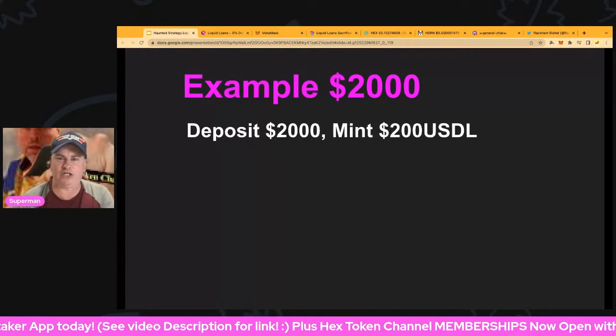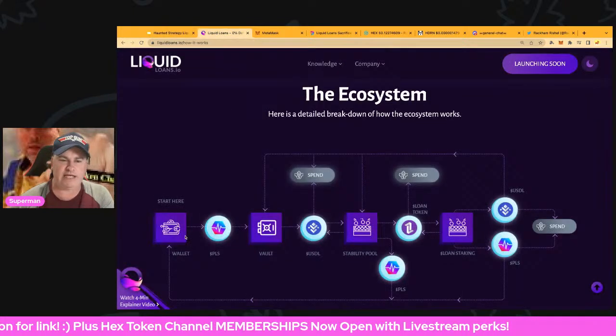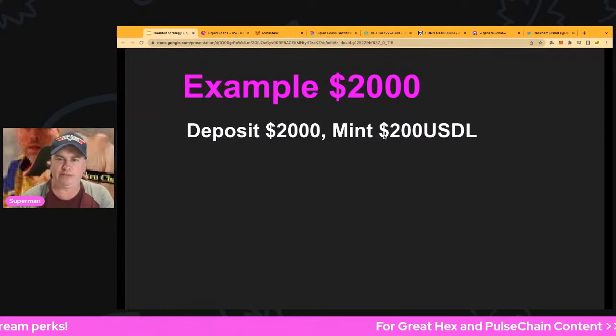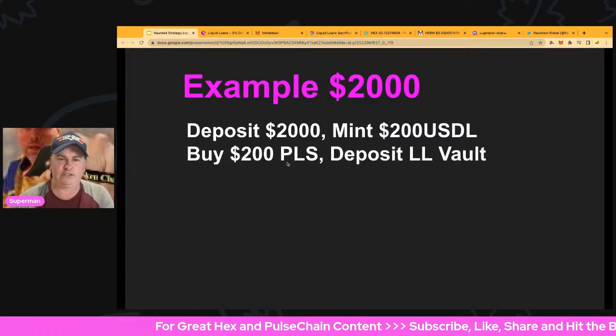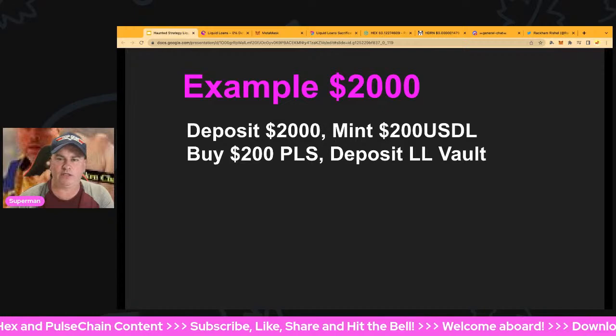So we deposit $2,000 of course, and we can see that in the line here. So we take our PLS from our wallet and we put $2,000 in the vault and we get USDL out. So we mint $200 USDL. That's 10% of 2,000. So we do that. The next step, of course, is we buy $200 worth of Pulse and deposit that into the Liquid Lines vault.